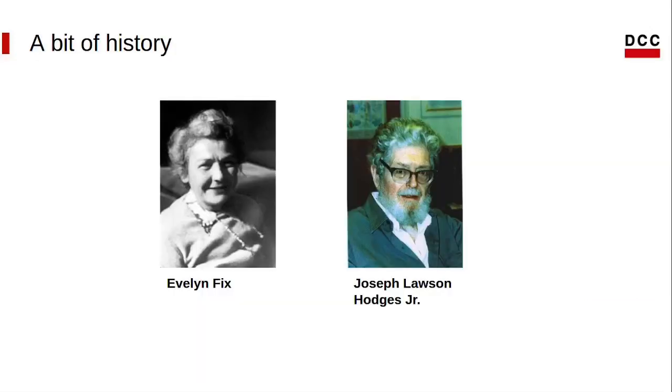As a final note, Evelyn Fix and Joseph Hodges were the minds behind the KNN algorithm. They worked at the University of California, Berkeley. She was a mathematician and statistician, and he was a fellow of hers who also worked with statistics. They passed away but made great contributions to science.